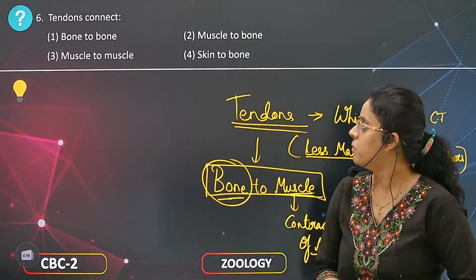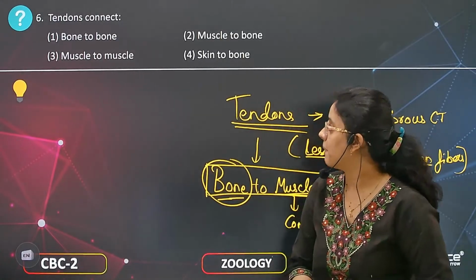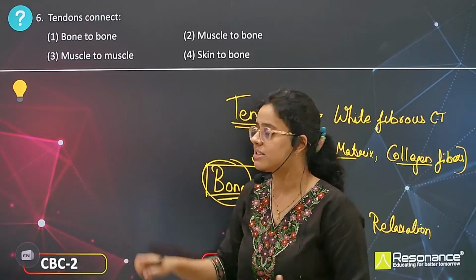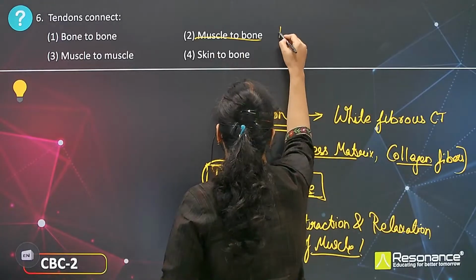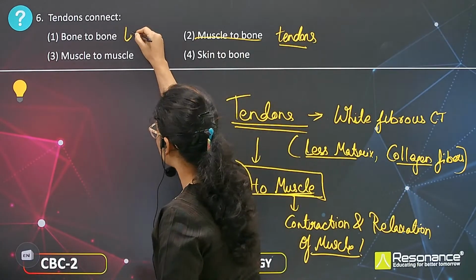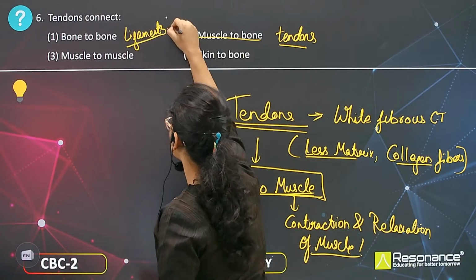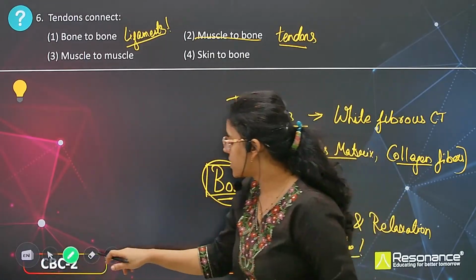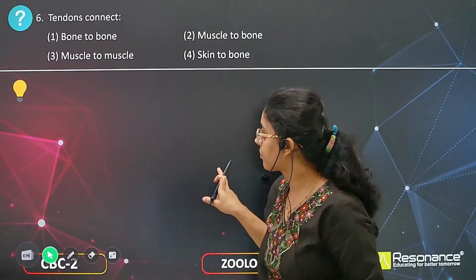Now, tendons connect. What is your answer? Bone to bone, muscle to bone, skin to bone, or muscle to muscle? So we have already discussed bone to bone is connected by ligaments, and muscle to bone is connected by tendons. This is a very important NEET question, so please do follow this question. Okay, so we are done with the sixth question. I'm going to erase it. Now let us move to the next part.